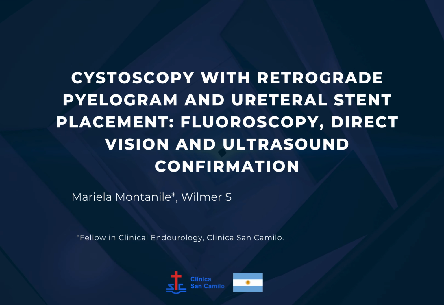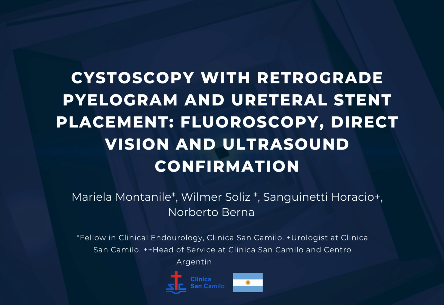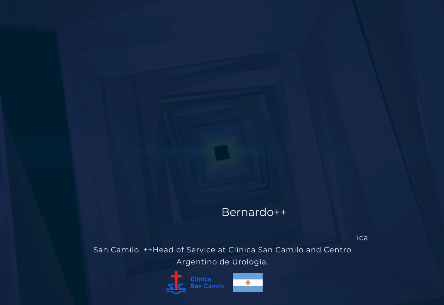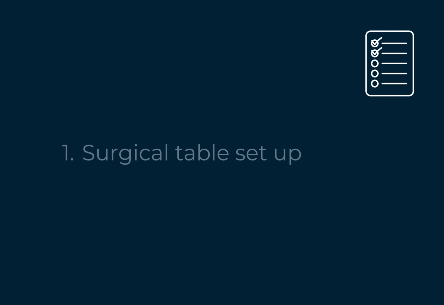Cystoscopy with retrograde pyelogram and ureteral stent placement, fluoroscopy, direct vision, and ultrasound confirmation. In this video, we provide a detailed examination of the procedure for cystoscopy with retrograde pyelogram and ureteral stent placement. We systematically compare the techniques of fluoroscopy with direct visualization and ultrasound confirmation.